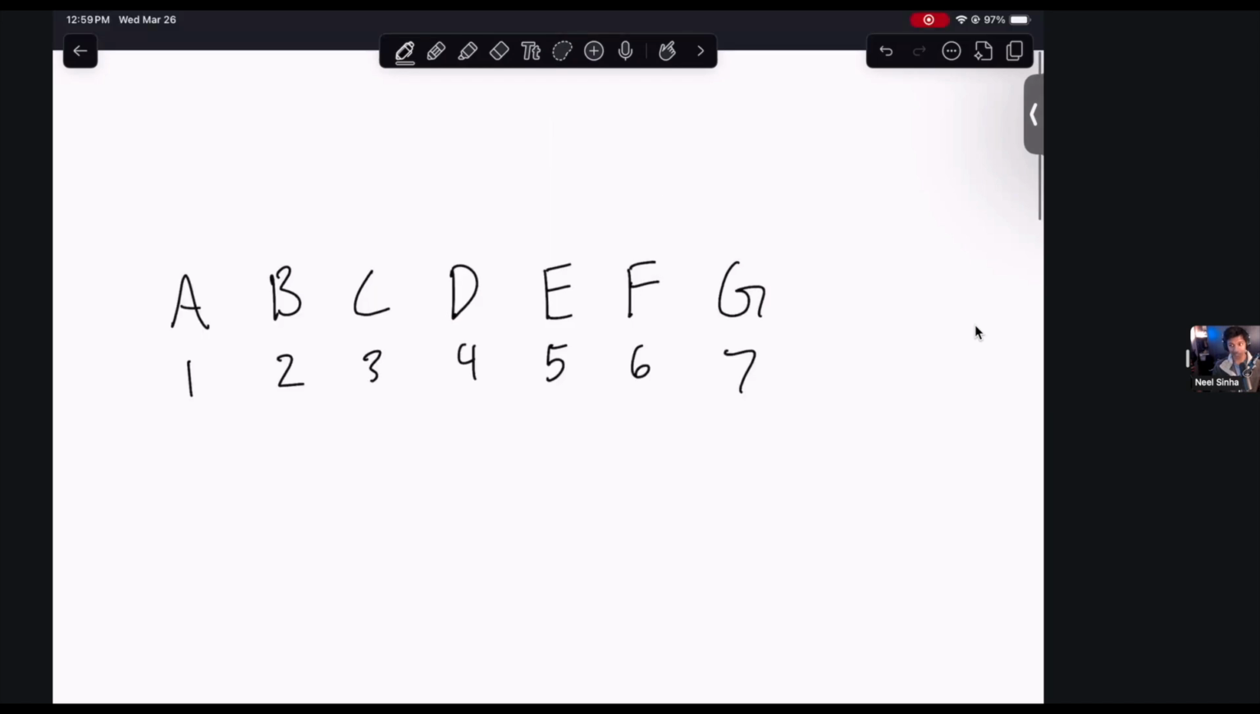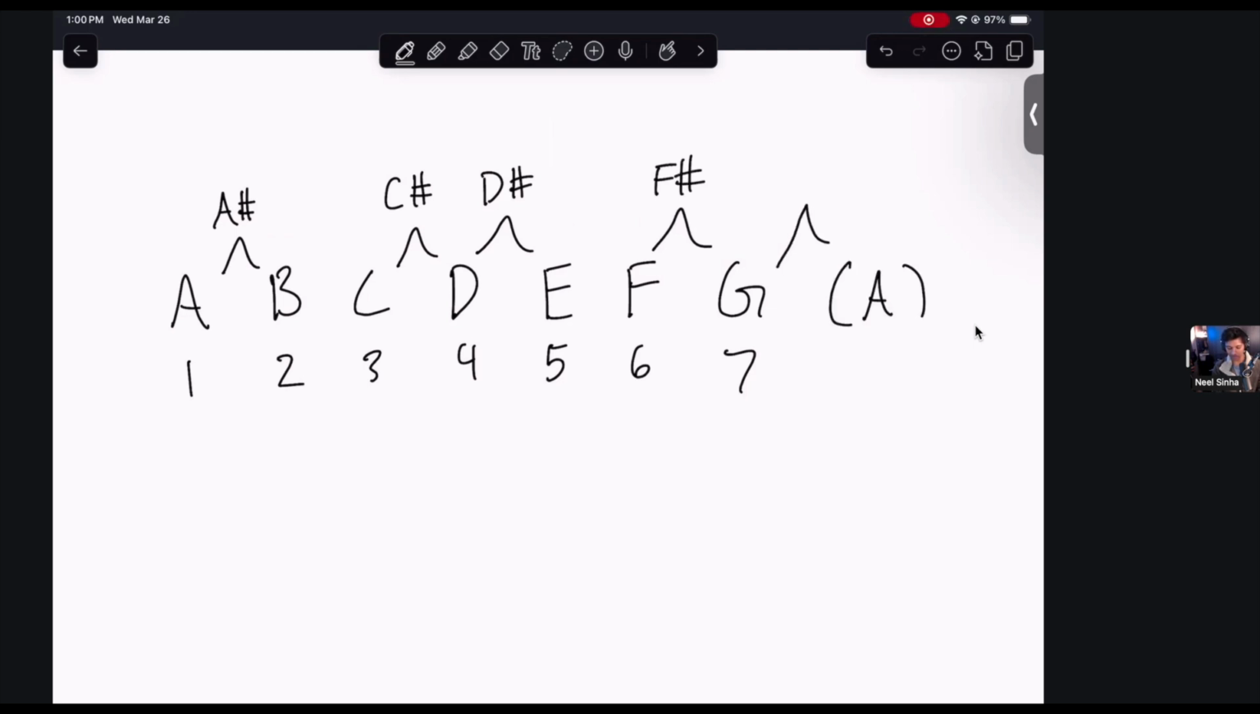But then you have accidentals, which are notes between these. So we have between A and B, A sharp. Between C and D, C sharp. Between D and E, D sharp. Between F and G, F sharp. And then between G and A, that's there. You have G sharp. So as you can see, the note above the natural note is the accidental.